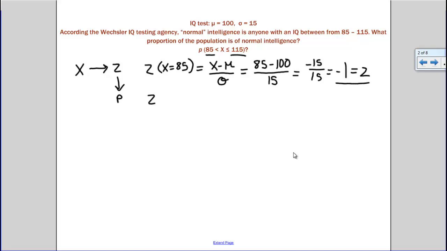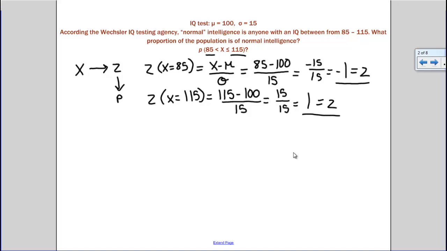Now, we need to confirm our z-score for an IQ of 115. So now our x is 115, our mean is still 100, and our standard deviation is still 15. 115 minus 100 is 15, divided by 15, 1 is the other z-score of interest.